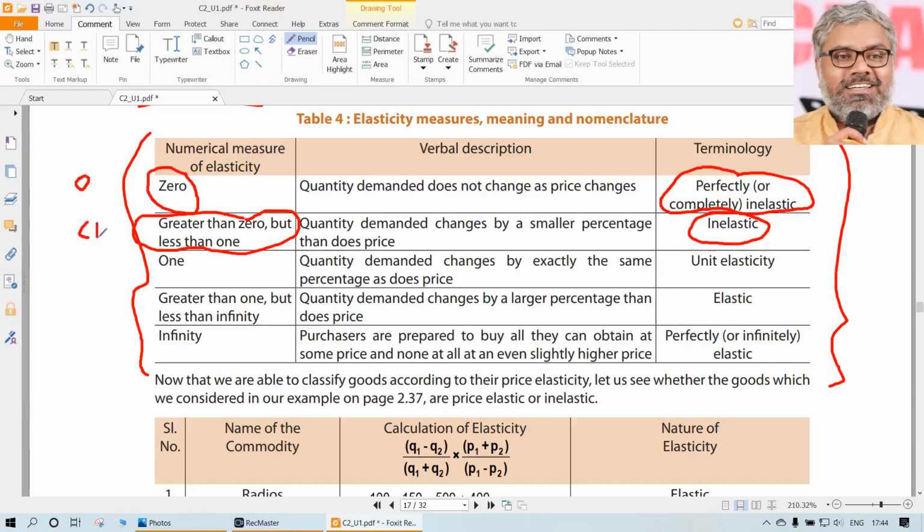So each of them can be a question. And this could be equal to 1. We can call that unitary elastic or unit elasticity. That's what we call it when price elasticity is equal to 1, which means the percentage change in quantity demanded and the percentage change in price are the same. So always we have to understand why this word is related to a number, and what the meaning of that is also we have to understand.